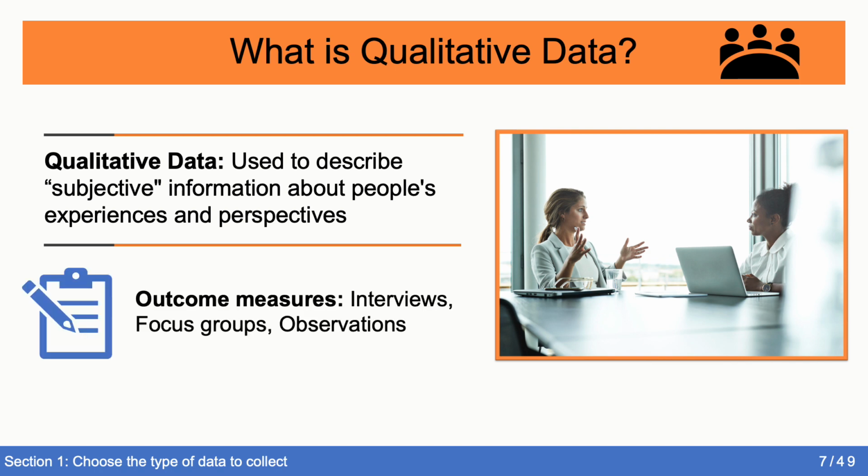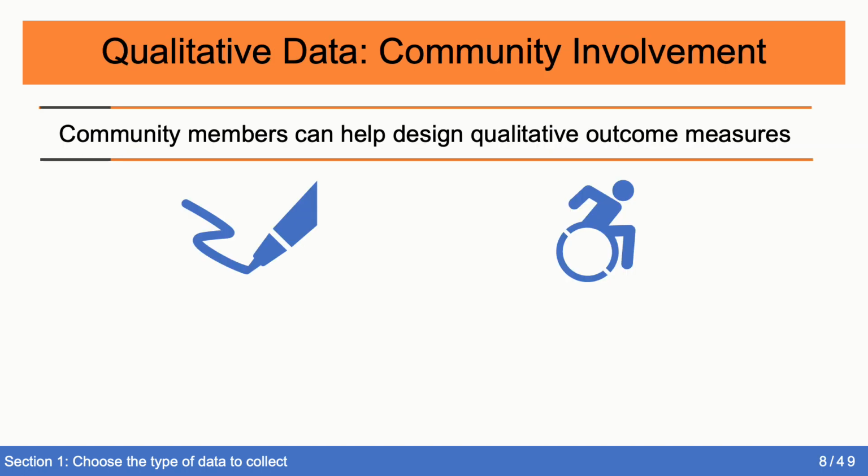There are many outcome measures that can be used for qualitative data. This includes interviews, focus groups, and observations of behaviors. We'll discuss more about ways to analyze qualitative data in the next module, but there's also more information about this in the additional resources. Community involvement is very important for designing qualitative data outcome measures.